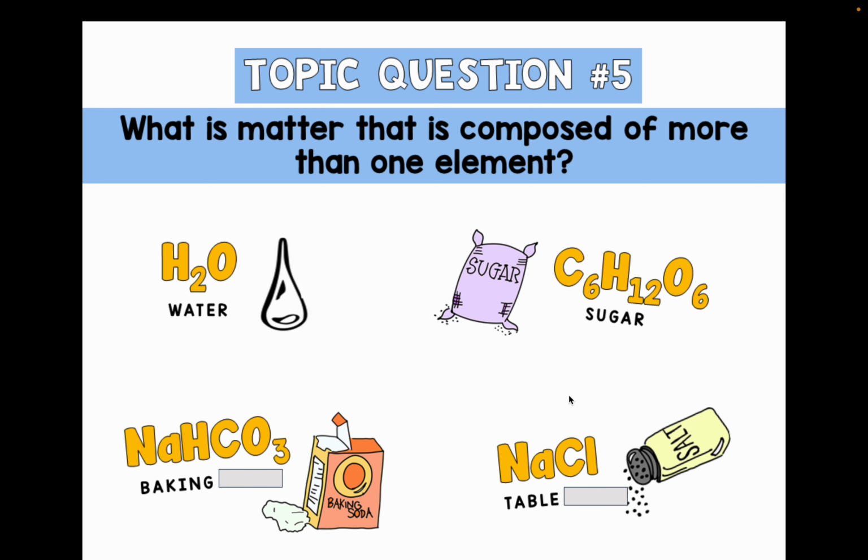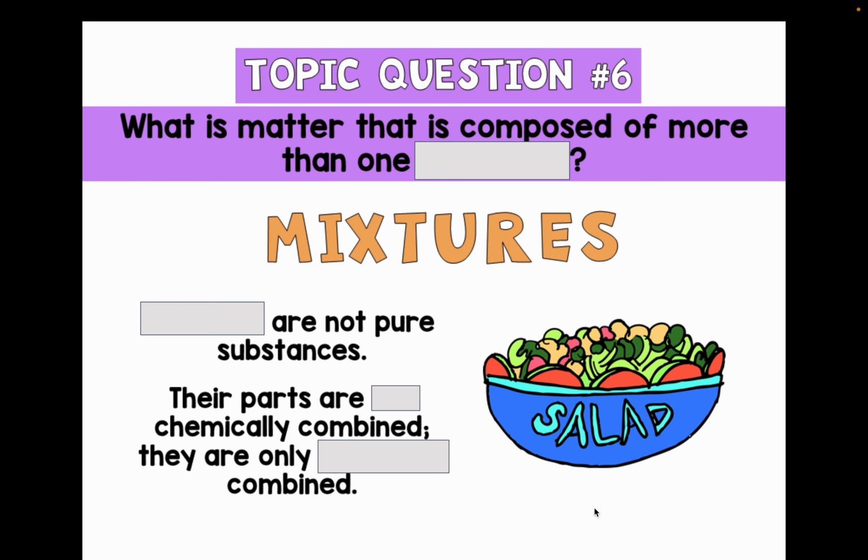Again, we're going to talk more about these different chemical formulas and label them. So we'll do this together in class. You can fill out, though, we've got H2O representing water, C6H12O6 representing sugar, NaHCO3, which we've used in class already, that's baking soda, and NaCl, which is table salt.